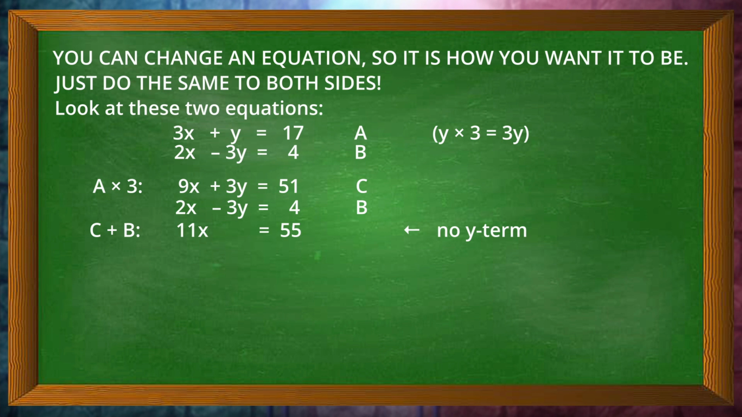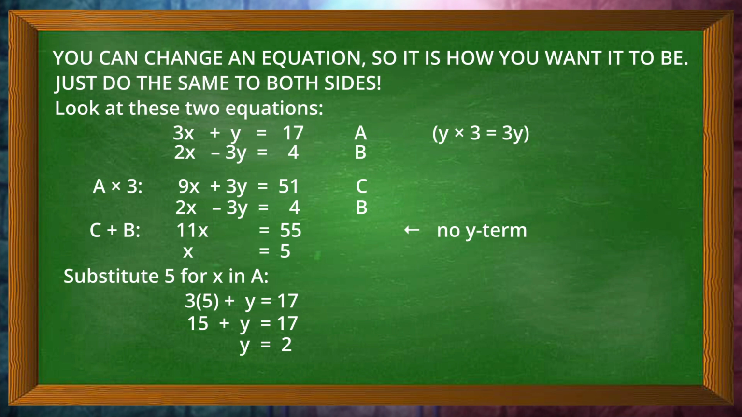9x plus 2x gives 11x. The two additive inverses add to make 0 and the numbers add to 55. There is only an x term left, so you can now solve for x. Once you know the value of x, by substituting, you can find the value of y as 2. The solution is x is equal to 5 and y is equal to 2. Spend a few moments looking at these equations.